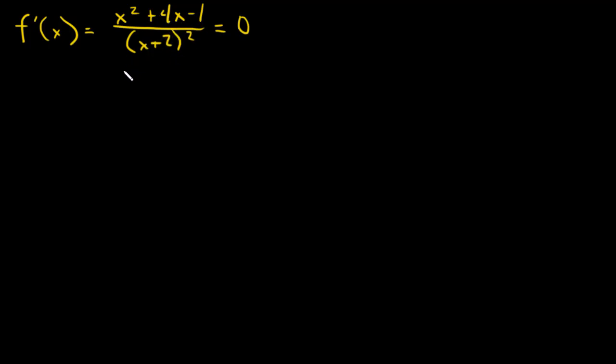So instead I'm going to use what I just talked about a little bit ago, that anytime I have a fraction equal to 0, that means the top was equal to 0. So if I can make just the top go to 0, the whole thing is equal to 0. So I'm going to set x squared plus 4x minus 1 equal to 0. And at this point, I can't factor that.